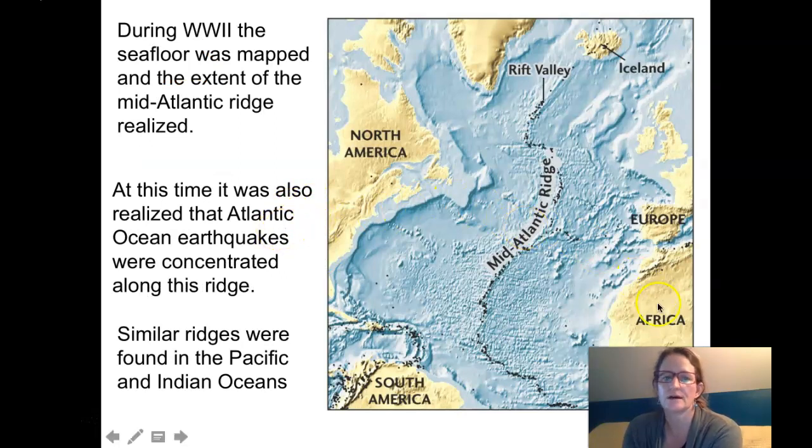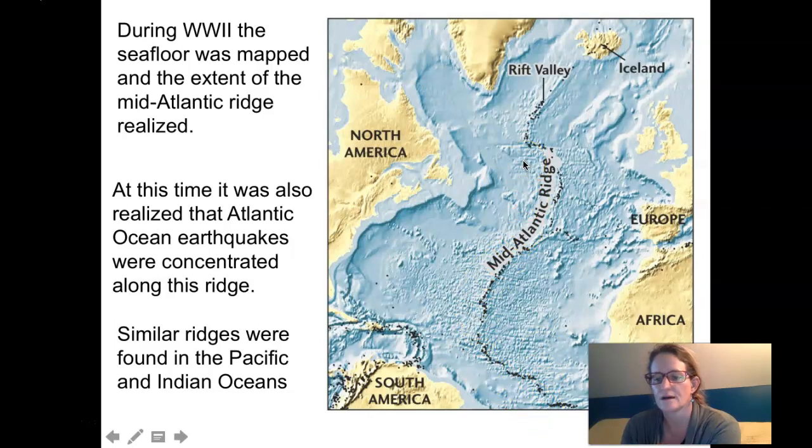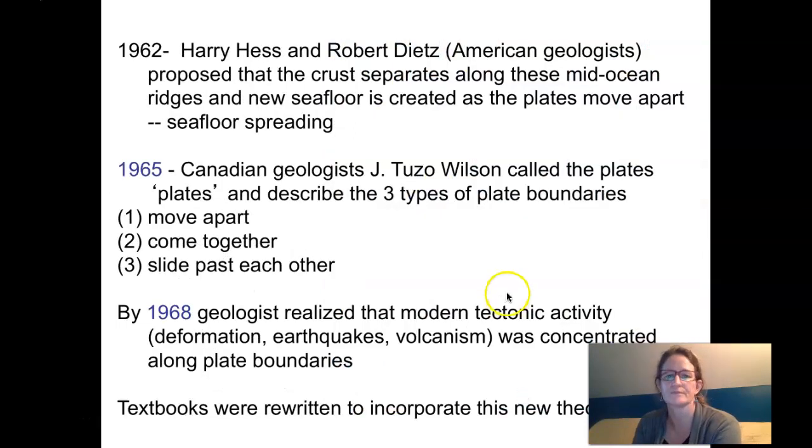So in World War II, when they were mapping the seafloor, discovering things like these giant mountain chains, they realized that earthquakes matched up. All the little black dots on here are earthquakes. The earthquake activity matched up with the mountain chain. So earthquakes mean there's movement. So some movement was happening and there was a topographic high. They found similar ridges in the Pacific and in the Indian Oceans.